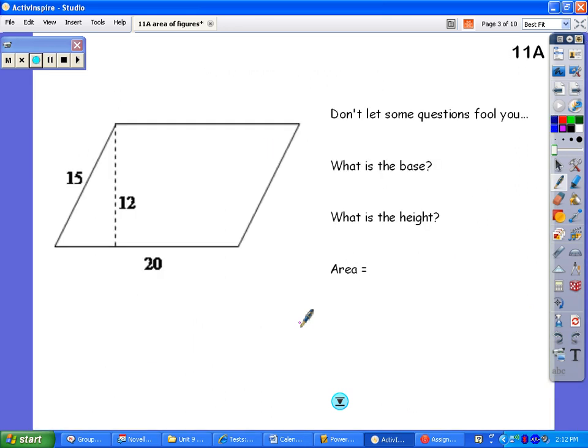And this one says, don't let some questions fool you. So we want to make sure we identify what is the base and what is the height. I usually always start with the height because once I know that, whatever it's perpendicular to is the base. So on this one, the height is the distance between the two bases, so it's 12. The base then has to be 20 because that's the side that's perpendicular to 12. So the area would be 20 times 12, which is 240.